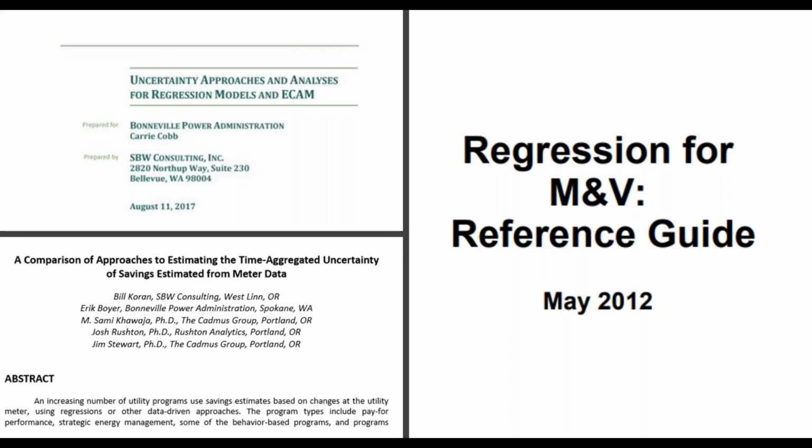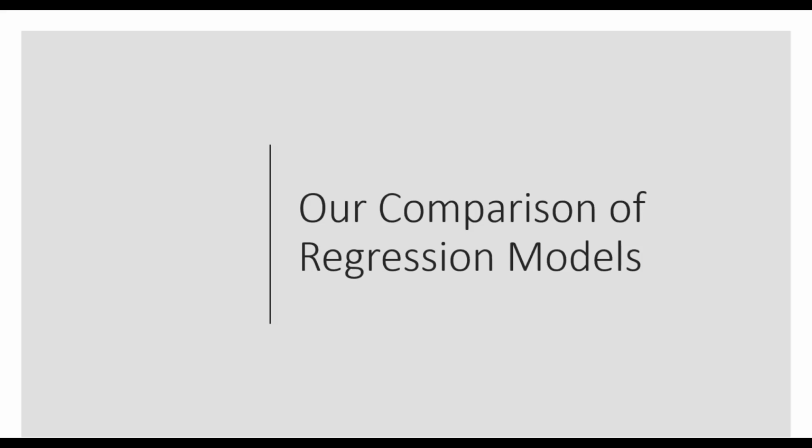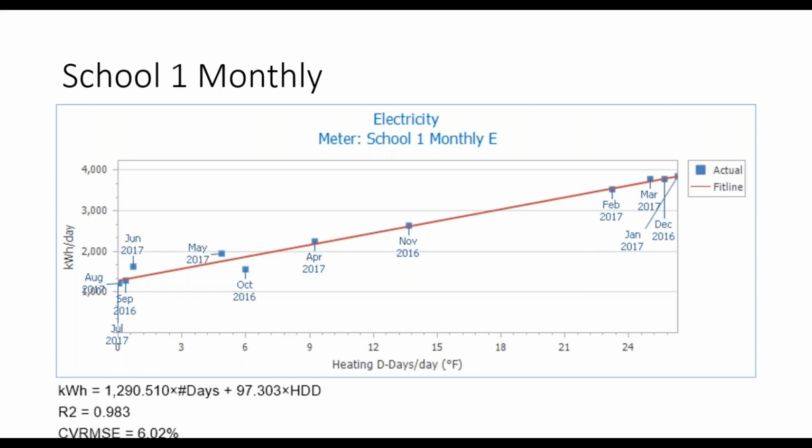This regression for M&V reference guide was done by BPA. No, I think it was done by SBW Consulting. That's right, I think. And no, by BPA. It's done for BPA, and that's really simple. It's really nice. Anything on that? Nope. Okay. Well, EVO has an uncertainty guide as well, which is good for monthly analysis at least. That's right. Good. Okay. So we did some models. Let's take a look at what our next slide is.